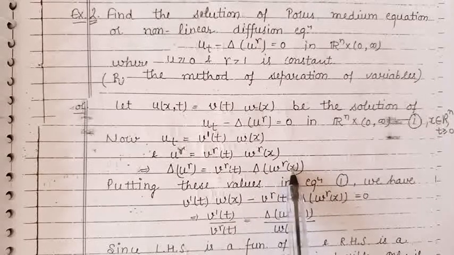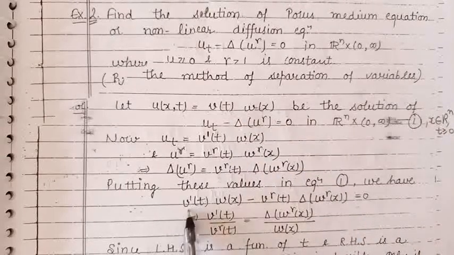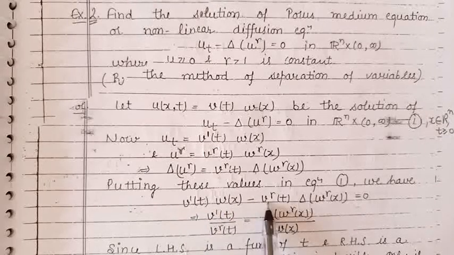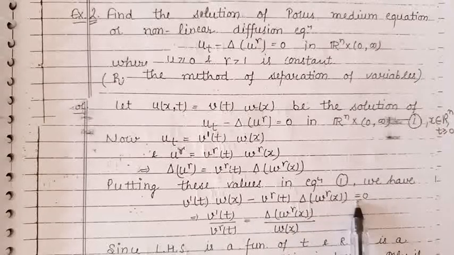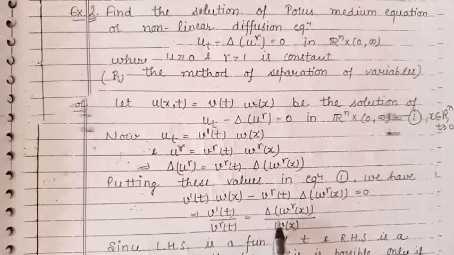Now let us substitute these values in this equation. So we get v' w − v^γ Laplacian of w^γ = 0. Separating the variables, we get v'/v^γ = Laplacian of w^γ / w.